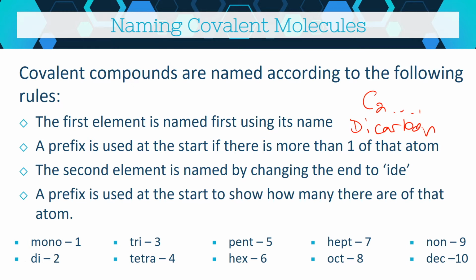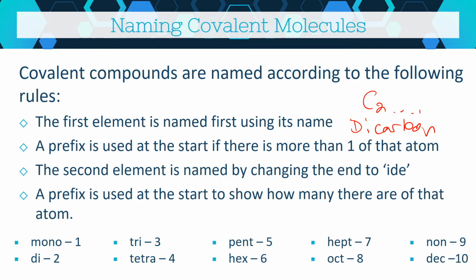Then you turn and look at your second element and work out what that is. And then you need to change the end of it to IDE. Now, that should seem familiar. Why? Because this is what happened with our ions. When we had oxygen, it became oxide. When we had chlorine, it became chloride. And basically, when it comes to naming, we're just going to name it in the same way.